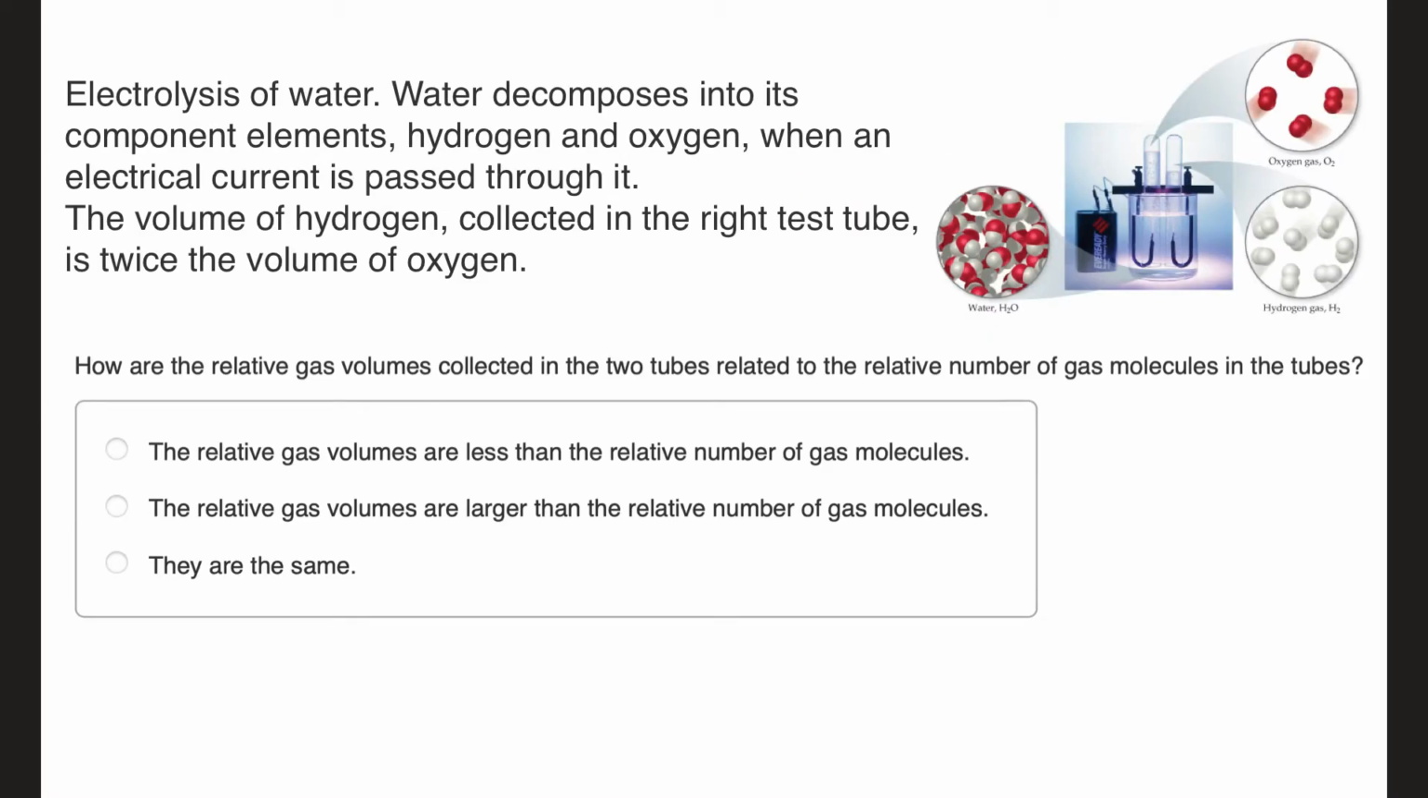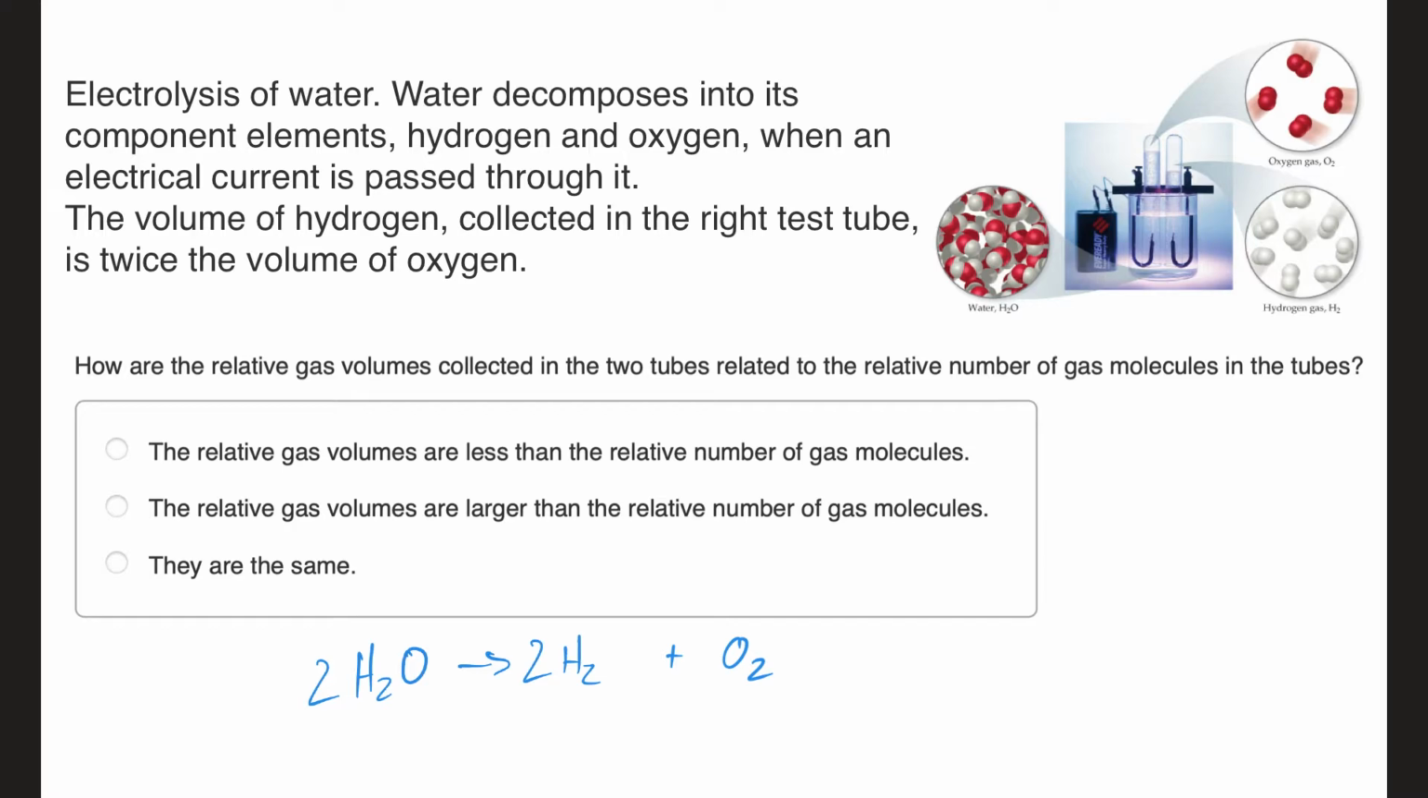So moving on to the next problem, the electrolysis of water. Water decomposes into the component elements hydrogen and oxygen. So if we write a balanced equation for this, H2O becomes H2 and O2. And then, of course, we need to balance that. So we're going to have a 2 there and a 2 in front of the H2, and that should balance that equation.